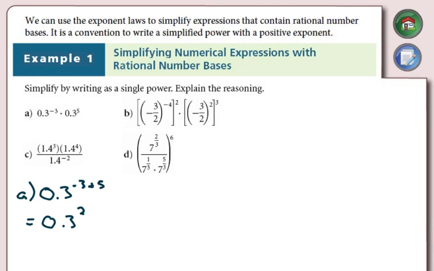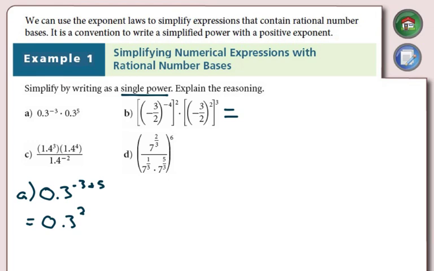Now, how do you know whether or not to actually evaluate this and go to 0.09? We need to relate this as a single power. That would mean relating it with an exponent as opposed to actually evaluating it. B, we'll do off to the side here.